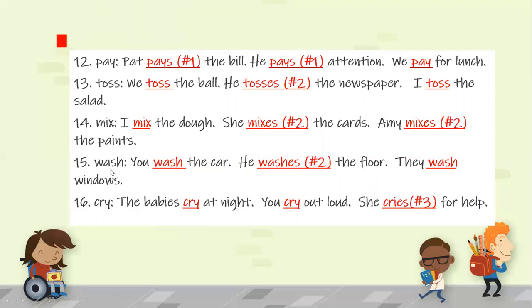For number 15, wash, we identify that wash is a verb that ends with SH, and we know by now that rule number 2 is going to be applied here, right? So we just got to keep an eye on the subject. So you wash the car. Wash stays in its base form because you is an exception. Be careful with this one, because you can get confused if you are not careful. I and you tend to be confusing because if you don't remember that these are exceptions, you're just going to see them as singular subjects, okay? So wash stays in its base form because you is an exception. Next one, he washes. Here we do have to change the verb because the subject is singular, okay? And they wash, the verb stays in its base form because they is a plural subject.